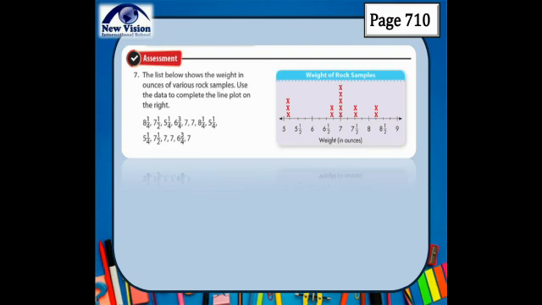Did you get all the answers correctly? Very good. Alright, so that ends our lesson for today. I hope you learned something on how to make a line plot and how to organize the data sets given to you.